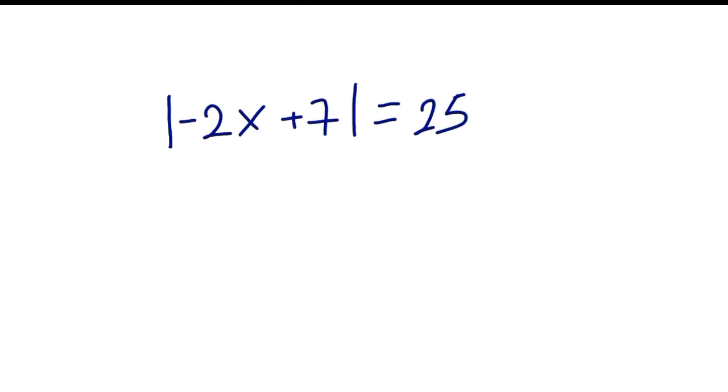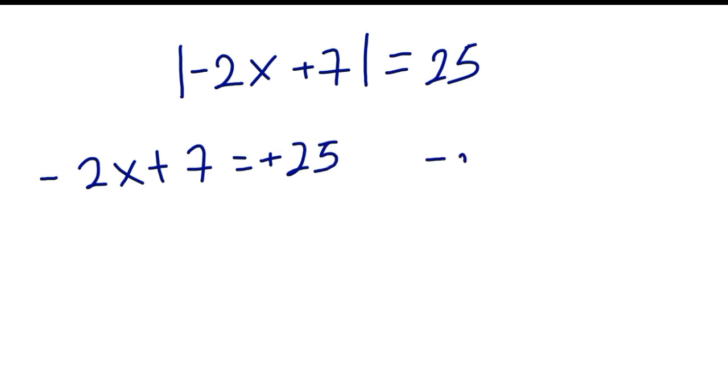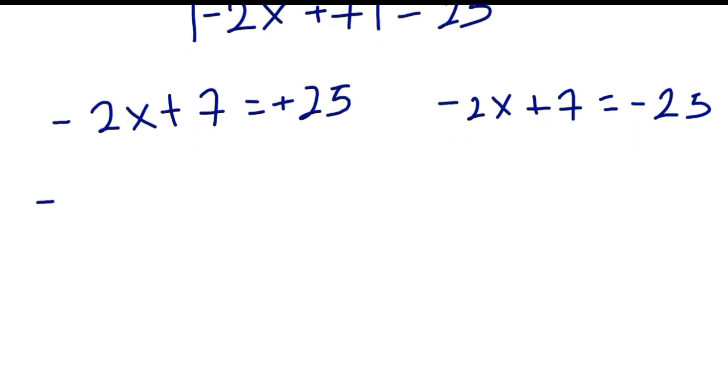So we are going to still solve it with the same pattern. We're going to separate it into both positive and negative parts. So we have that our minus 2x plus 7 is equal to, here with the positive part, 25. Or we have that our minus 2x plus 7 is equal to minus 25. So on the positive side, we have that our minus 2x plus 7 is equal to plus 25.